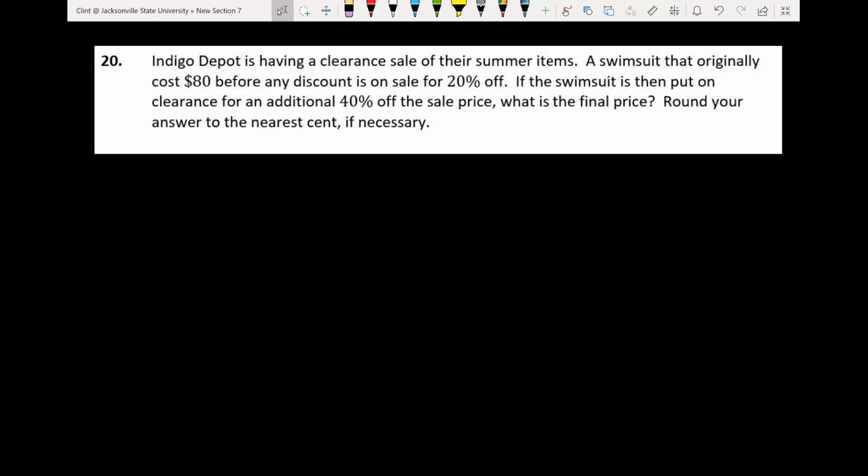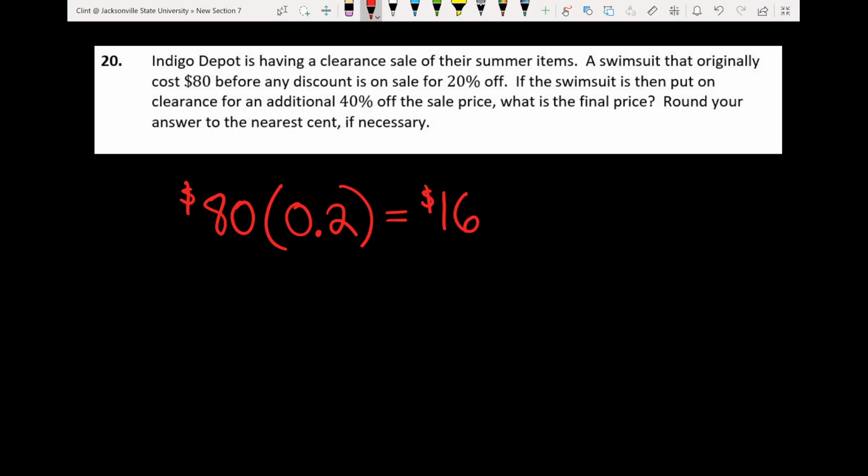Okay. So there's multiple ways you can work this one. The classic way that you might have learned in middle or high school is that the original cost was $80. So then we'll figure out our first discount. To do that, we're going to multiply 80 by 20%. 20% as a decimal is 0.2 or 0.20. So we would figure out how much our first discount is. So 80 times 0.2 gives us $16 is our first discount. I'm going to write that down first. Discount.